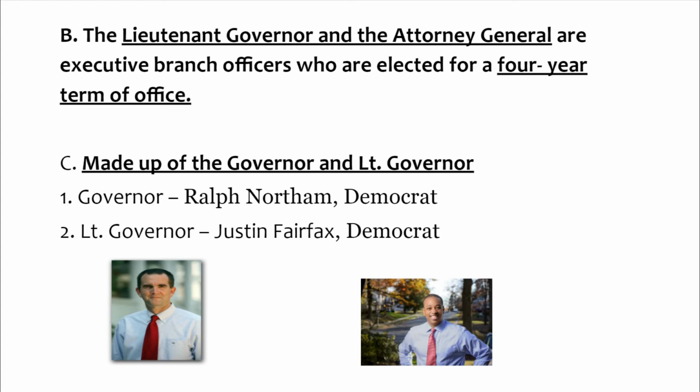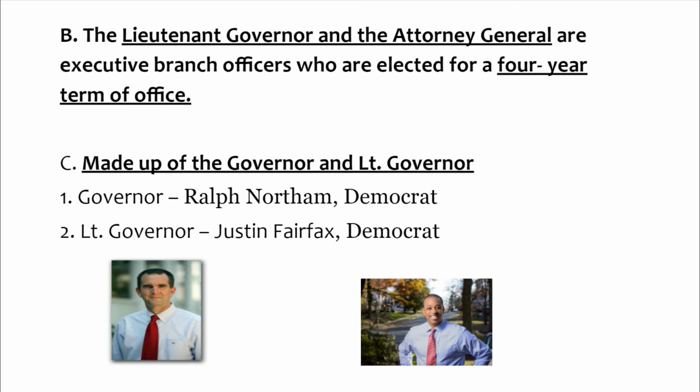So the lieutenant governor is another position, and so is the attorney general within the executive branch. Those are officers that are elected every 4 years, or a 4-year term. Currently, your governor in Virginia is Ralph Northam, and your lieutenant governor is Justin Fairfax.